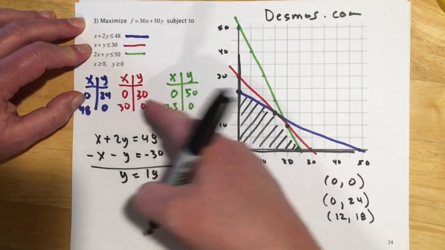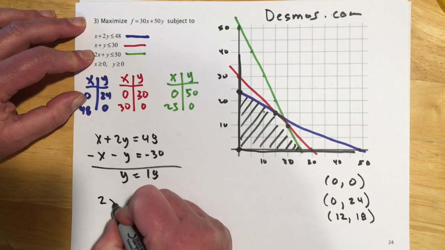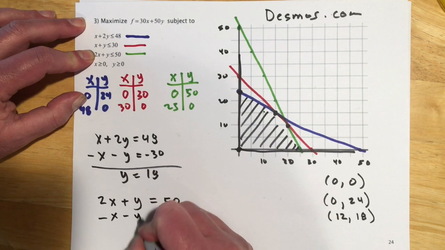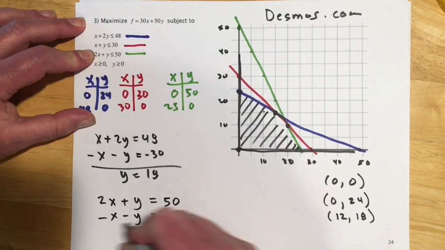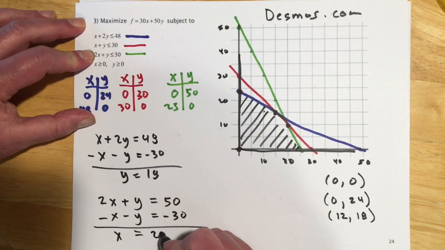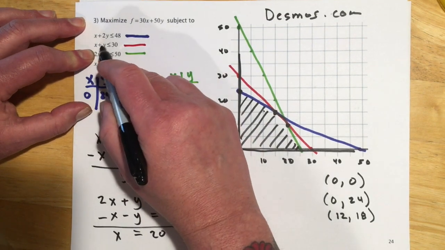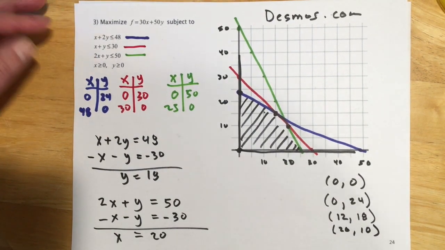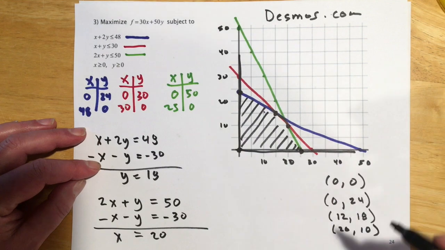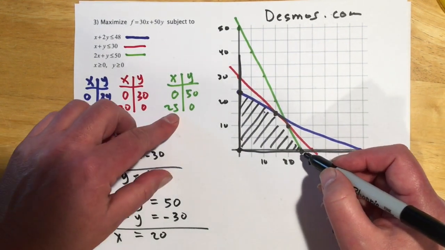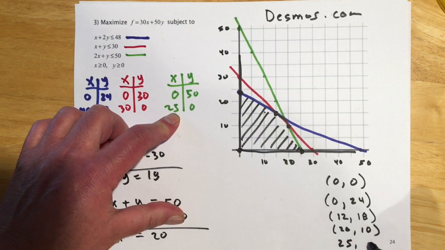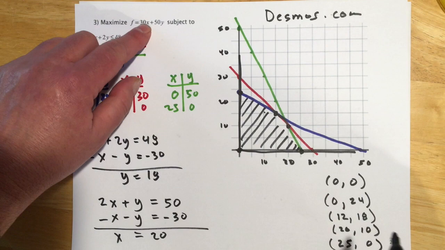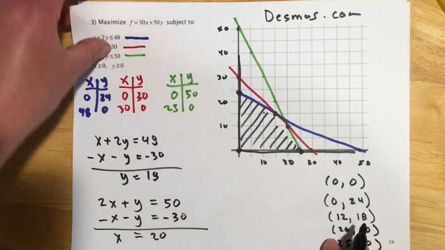And then for the one between the red and the green, I'll do that. So 2x plus y equals 50, and then negative x, negative y equals negative 30. And x equals 20, and so that'd be 20 plus 10 would make 30. So that gives us the point 20, 10. And then we have one more down here, and that was the x-intercept of the green line. So that's going to be 25 and 0. So now that we have that, then we can go on to maximizing this function.